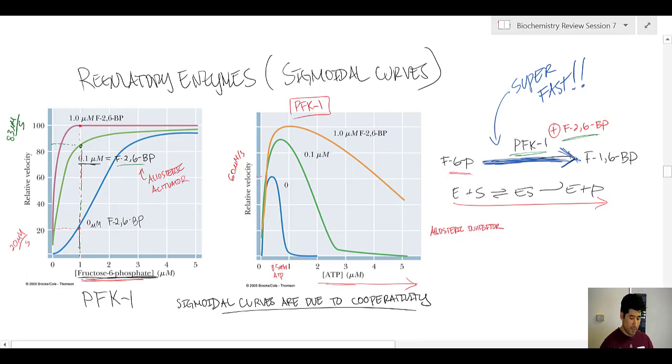If there's a little confusion, I can see why. Is PFK1 the allosteric activator? PFK1 is what? If it has ACE at the end of it, what is it? It's an enzyme. So PFK1 is an enzyme. And what does PFK1 do? It's right here. It's an enzyme that does what to fructose 6-phosphate?